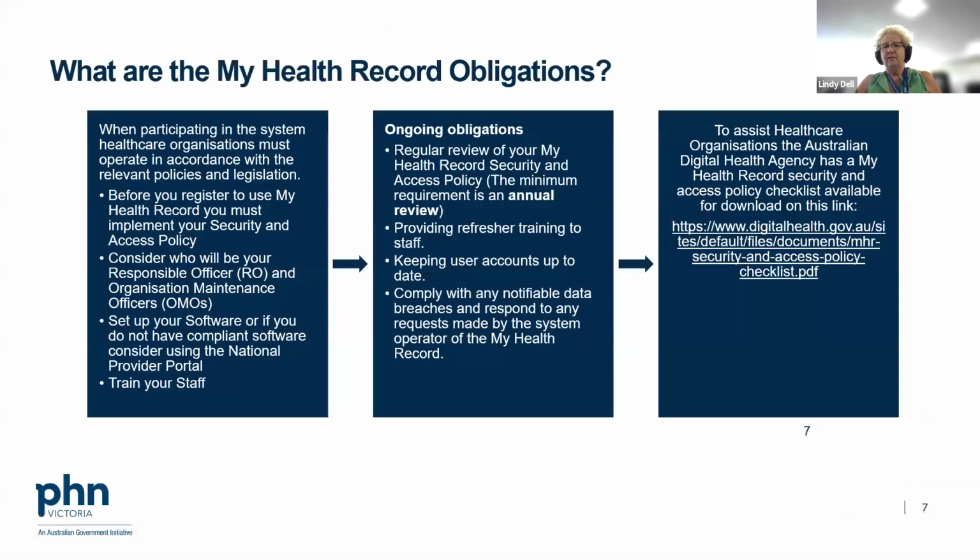So what are your My Health Record obligations? Before you use the My Health Record system, you must have a security and access policy. This should be reviewed annually, and we'll send out an agency template with the slide pack from today. When you first set up My Health Record, a responsible officer and an organisational maintenance officer are nominated. Consider who these are and keep them updated with staff movements.